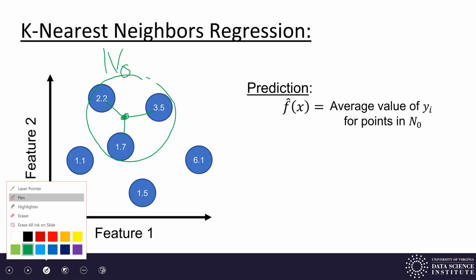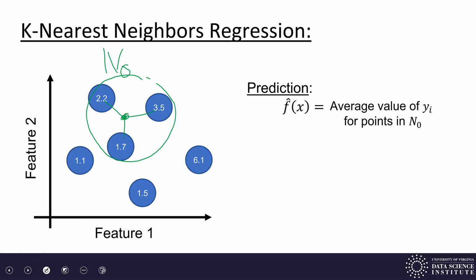So in this case, we take the average of 2.2 and 3.5 and 1.7, and we get 2.46 or so, which we'll round to 2.5 for the sake of keeping consistent significant digits with the other data that's provided here. And that's how we do prediction for regression with k-nearest neighbors.